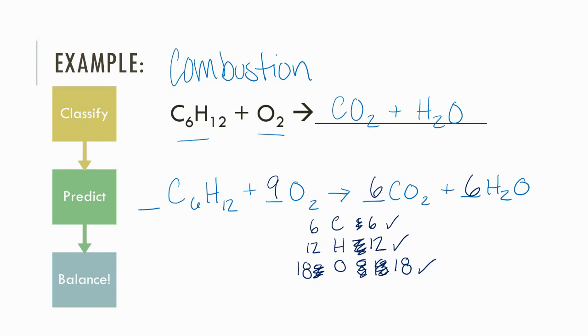So those are my 3 steps. I decided it was a combustion reaction, used my reference table to tell me that the products are CO2 and H2O, and then I balanced. So there we go. That's the same for all combustion reactions.